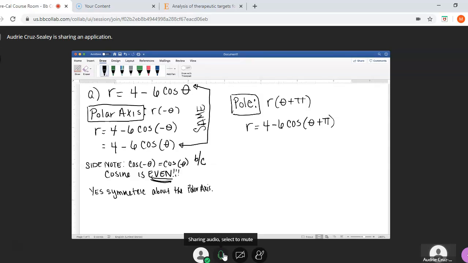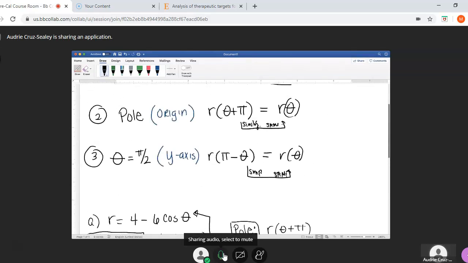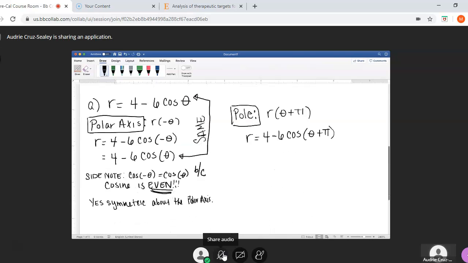No, I am not just adding pi to do anything. That's the test. This specifically says, if you are trying to test for the pole, you are going to replace theta with theta plus pi all the time. Then we're going to simplify to see if it is the same. We're not trying to make sure it's the same. We don't know if it's going to be the same or not. But if it is the same, then it's symmetric about the pole. If it's not the same, then it's not symmetric about the pole. And that's it. That make sense?